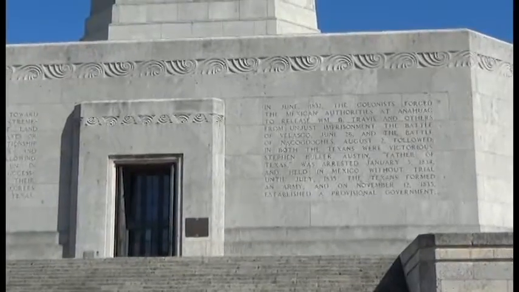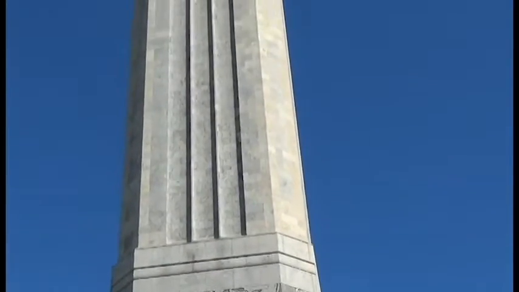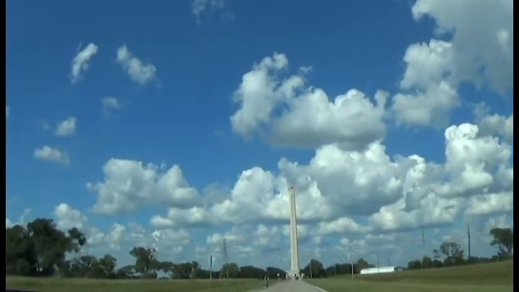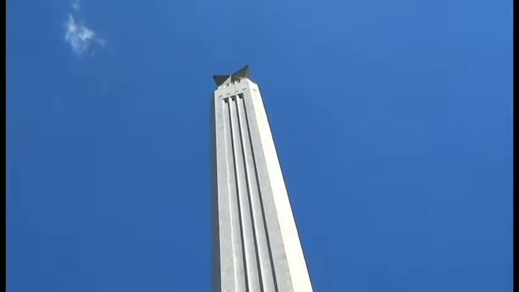The San Jacinto Monument was built over the site of the famous Battle for Independence. The monument was constructed between 1936 and 1939. It was dedicated April 21, 1939.